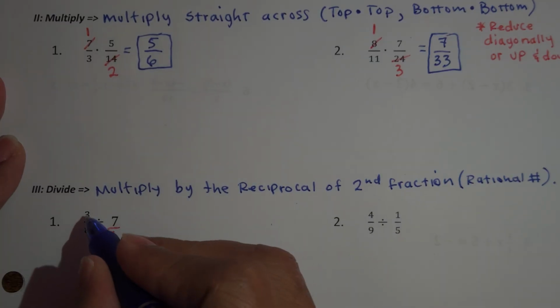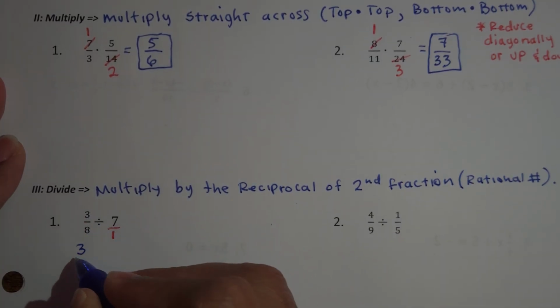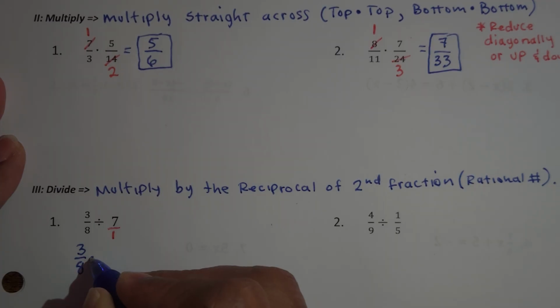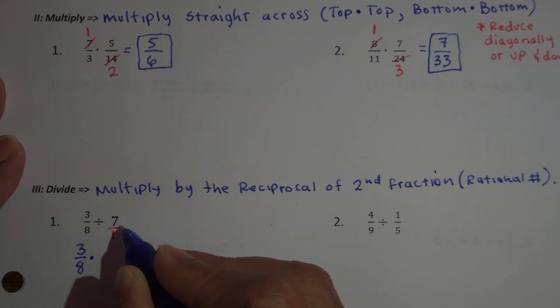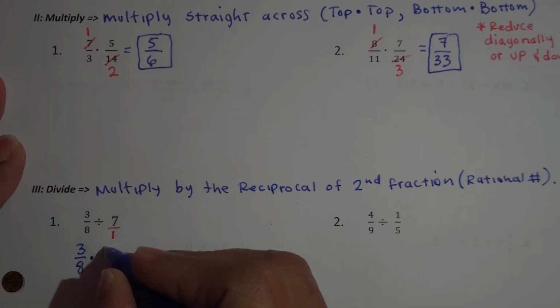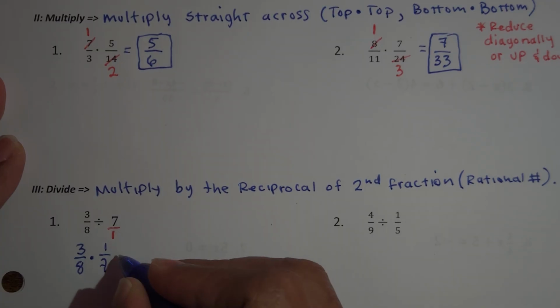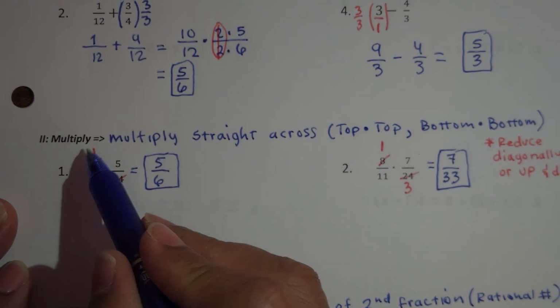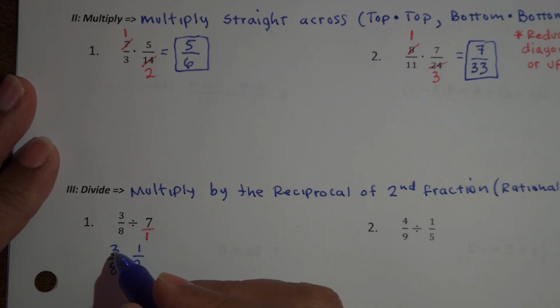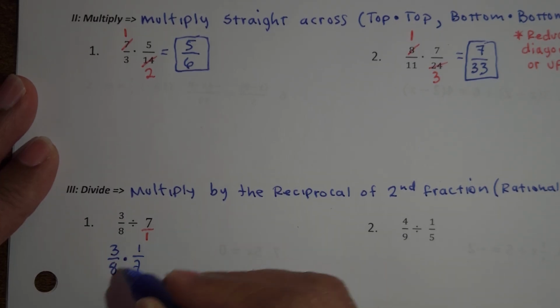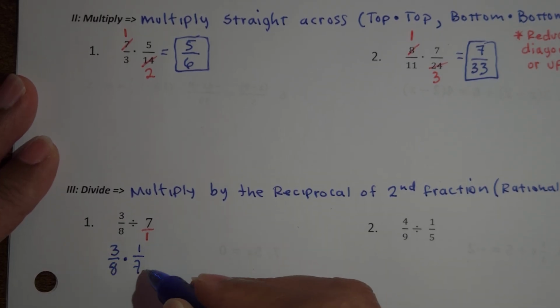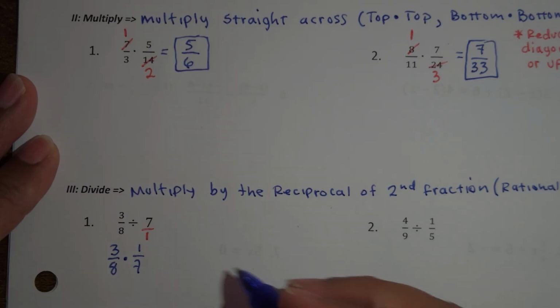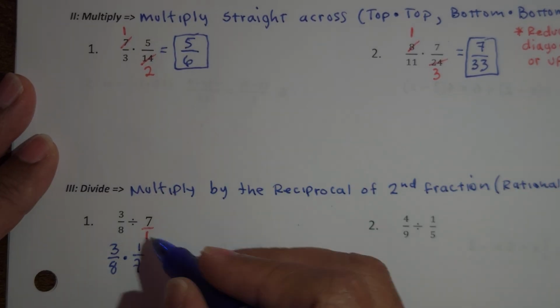Then I'm going to rewrite or write this as it is. So 3 over 8 stays the same. Then I'm going to change division to multiplication, and I'm going to multiply by the reciprocal of 7 over 1, which is 1 over 7. So now I just do what I did on part 2, multiply across tops and across bottoms. And I can try to see diagonally if something simplifies, but right away you can see that there's nothing that simplifies because 3 and 7 are prime, 8 and 1.